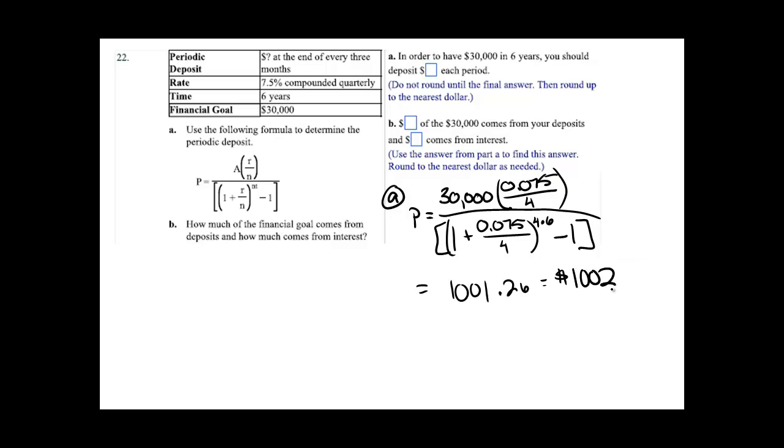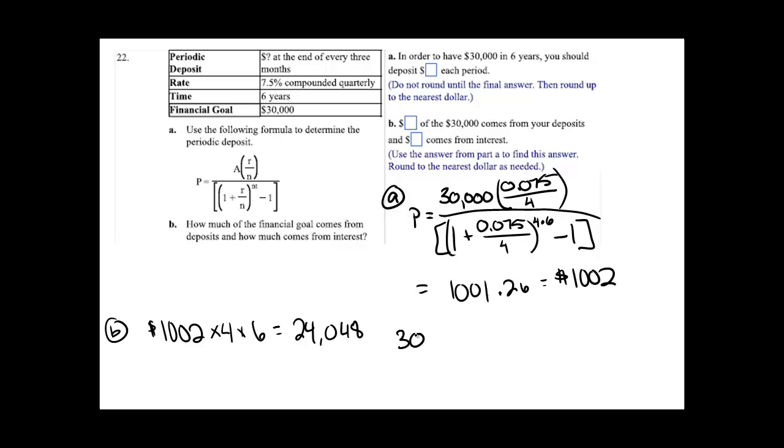So we'll get $1,002. And then for B, how much of the financial goal comes from deposits and how much from interest? To figure that out, we know that we're making payments of $1,002, every 3 months, or 4 times per year, for 6 years. If we multiply all that together, we get $24,048. This is the amount of money we actually invested.